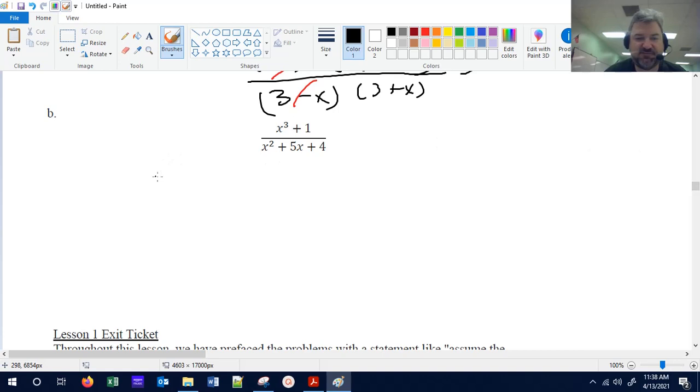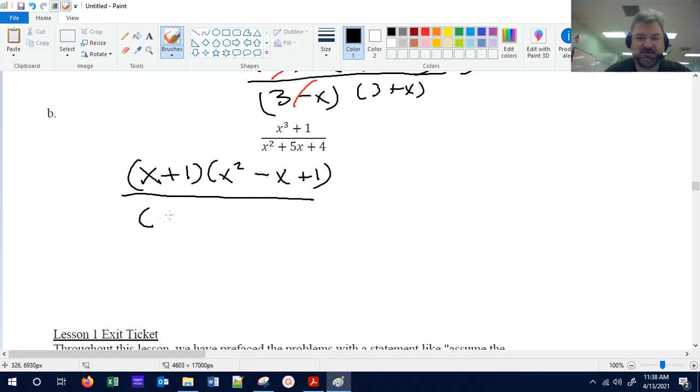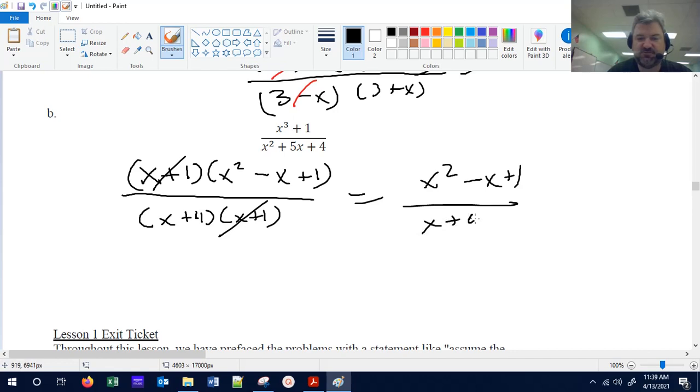All right, on the next one, we have a sum of 2 cubes, so it factors as x plus 1, and then x squared, not plus, minus x times 1, then plus 1. The denominator factors as x plus 4 and x plus 1. So we get to lose those parts there, giving me x squared minus x plus 1 over x plus 4.